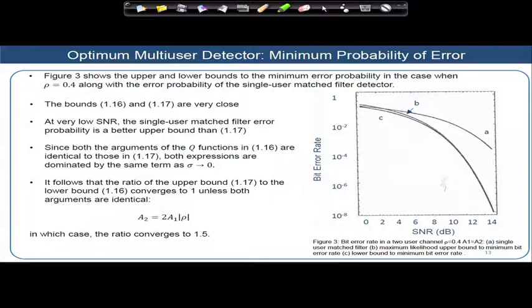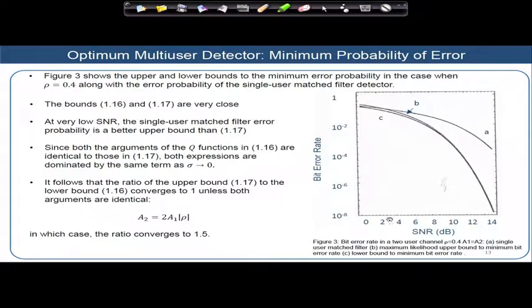At a very low SNR, we can see that the single user matched filter error is the minimum. It is better to use a single user matched filter in the low SNR zone. Its performance is far better compared to the other two. Both the arguments of the Q function that we found in equations 1.16 and 1.17 are dominated by the same term as sigma tends to 0.